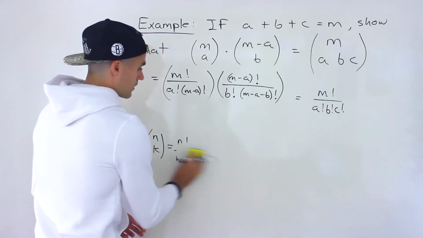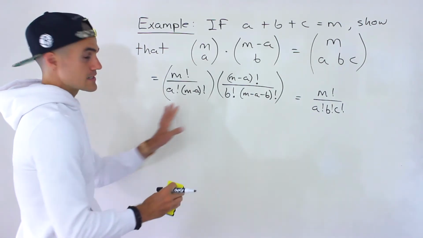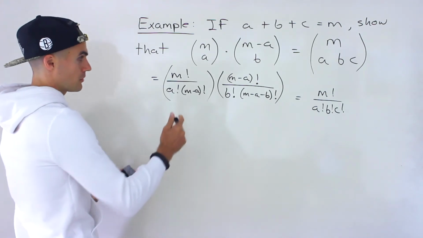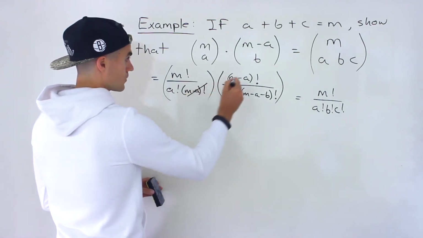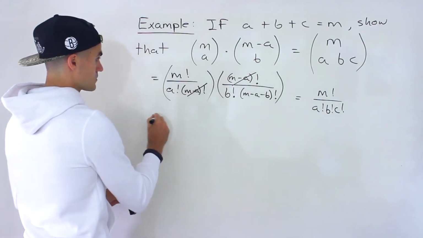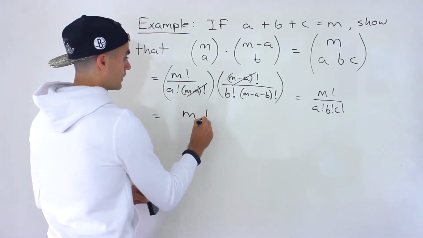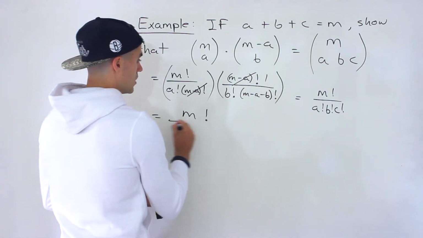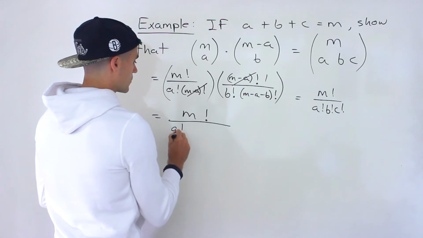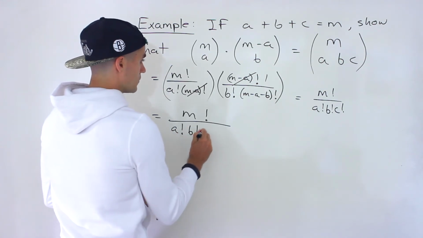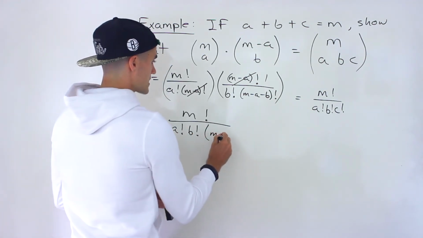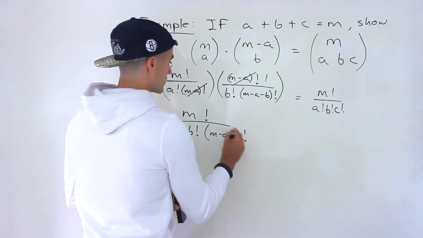And so from here, what we can do is simplify these. Since we're multiplying, notice that the m minus a factorials are going to cancel out. So we'd be left with what? m factorial at the top, there's like a 1 left here, over a factorial, b factorial, and then m minus a minus b factorial.